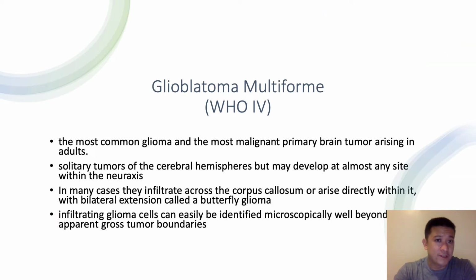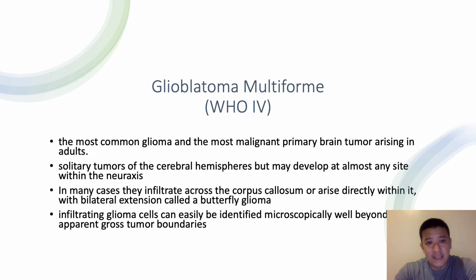And speaking of the glioblastoma multiforme, it is the most common glioma and the most malignant primary brain tumor arising in adults. The most common malignant brain tumor being the METs, but the most malignant primary brain tumor is the GBM. These are solitary tumors of the cerebral hemispheres but may develop at almost any site within the neural axis. In many cases, these infiltrate across the corpus callosum or arise directly within it with bilateral extension, called the butterfly glioma. These are the only gliomas that cross the midline towards the contralateral hemisphere.